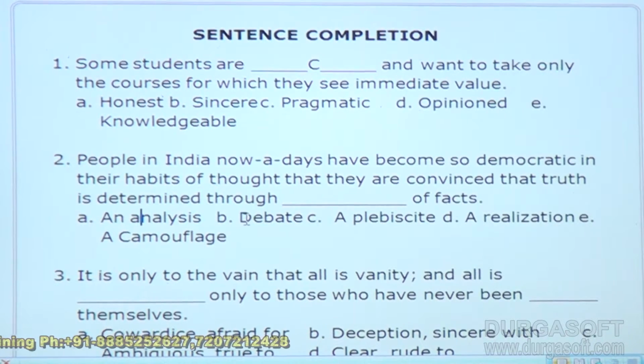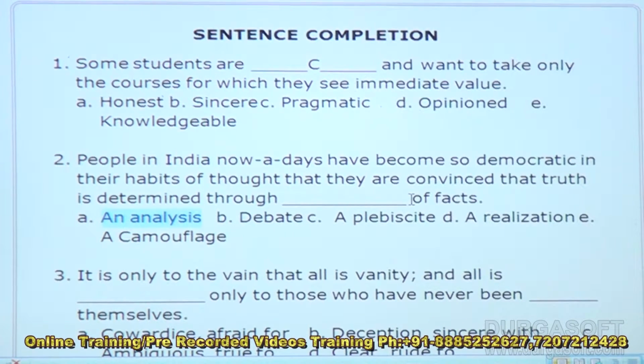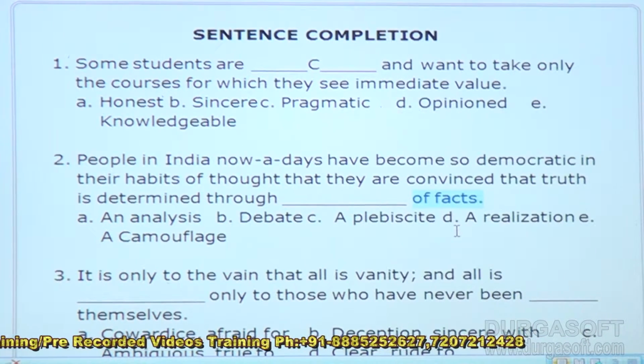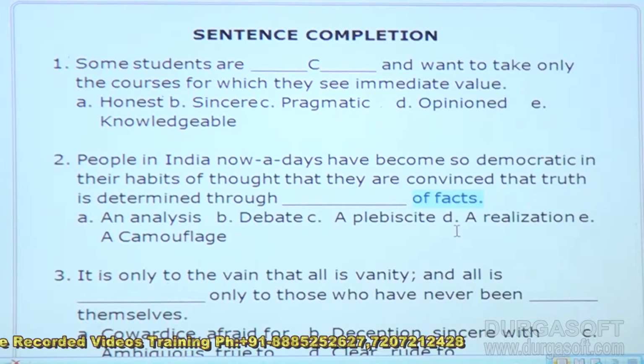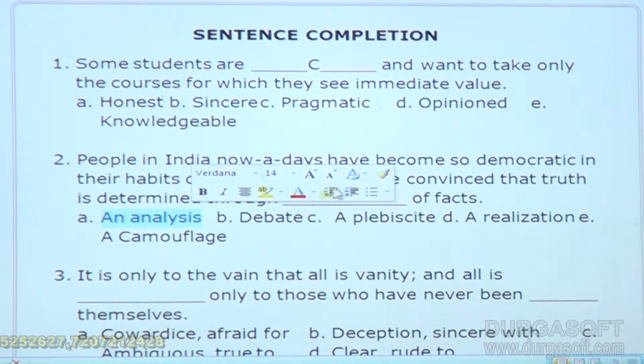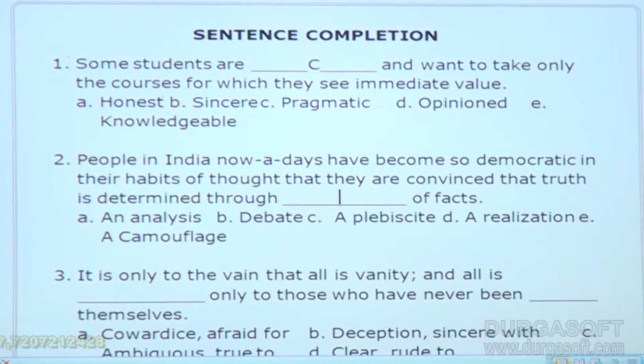Again, people in India nowadays have become so dramatic in their habits of thought that they are convinced that truth is determined through an analysis of facts. As I said, the answer lies in the second part of this sentence. When the second part of the sentence says facts, we cannot use debates of facts. Plebiscite of facts? No. A realization of facts? No. Camouflage of facts? No. So what is the appropriate one? An analysis of facts. So the answer is option A.